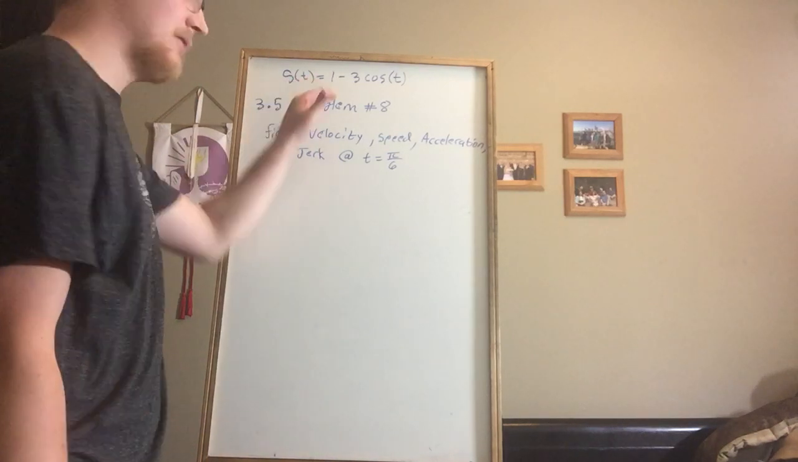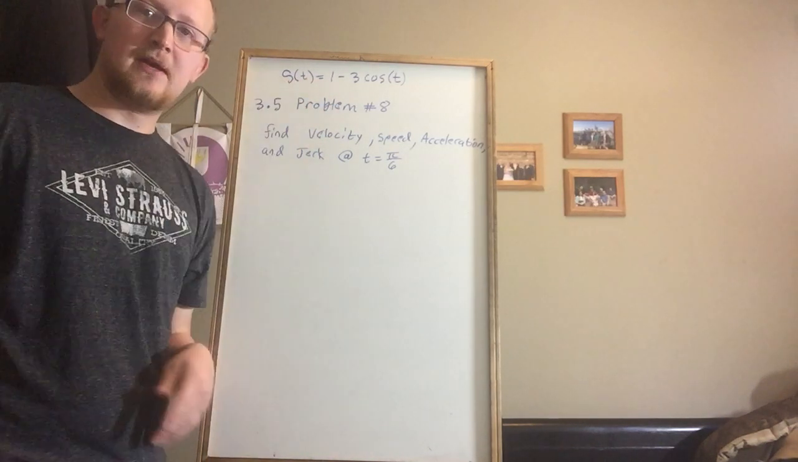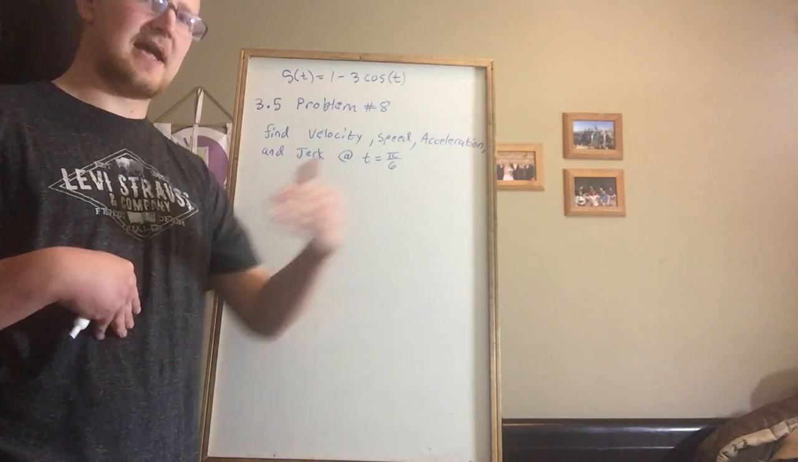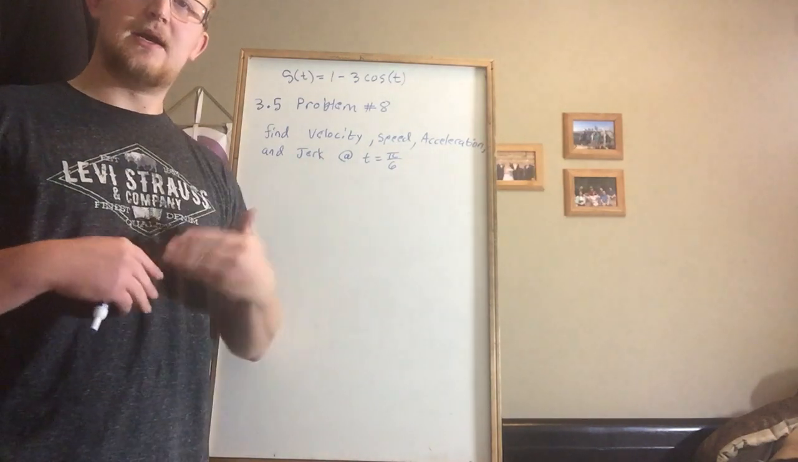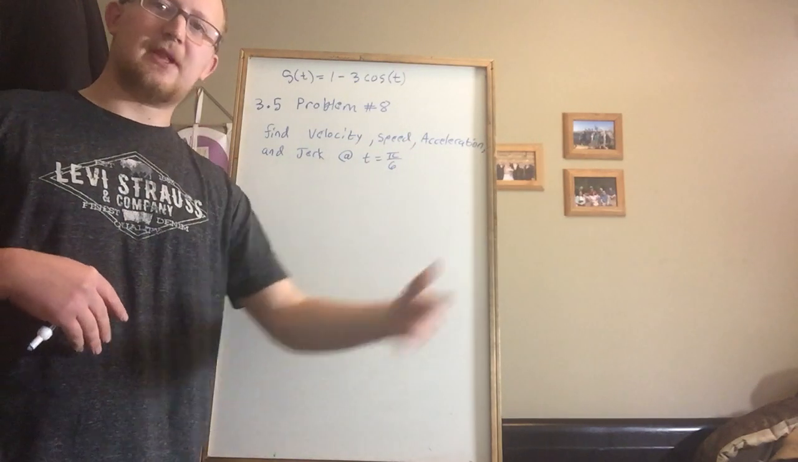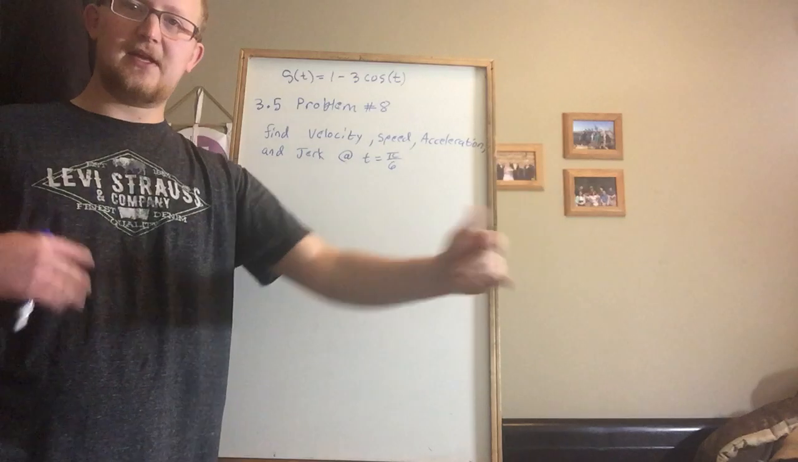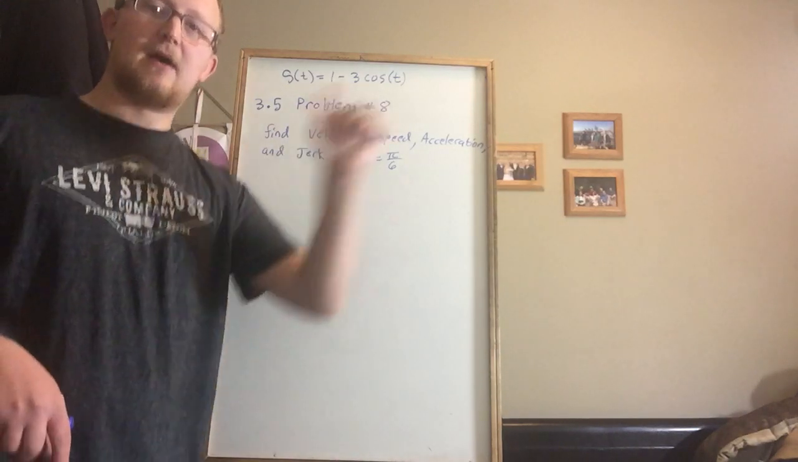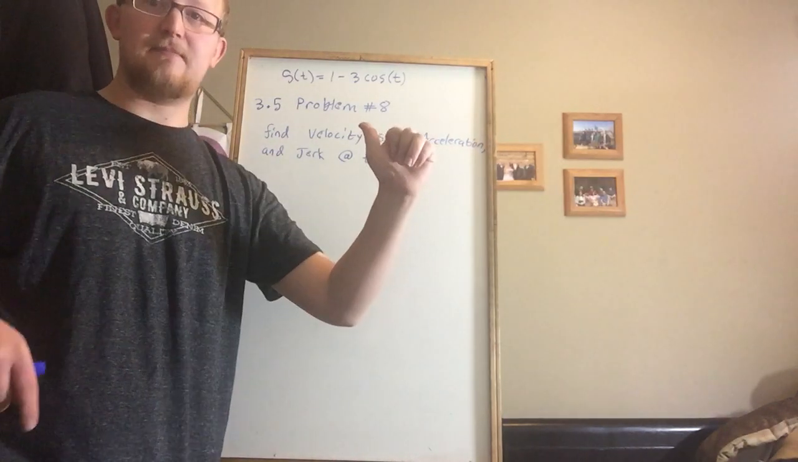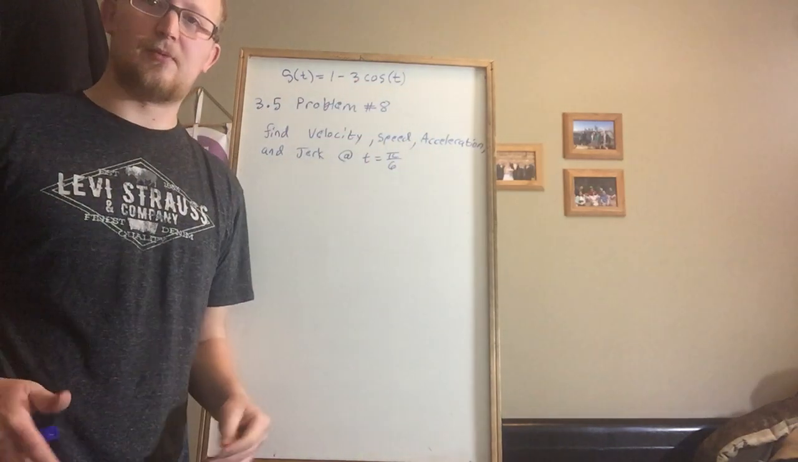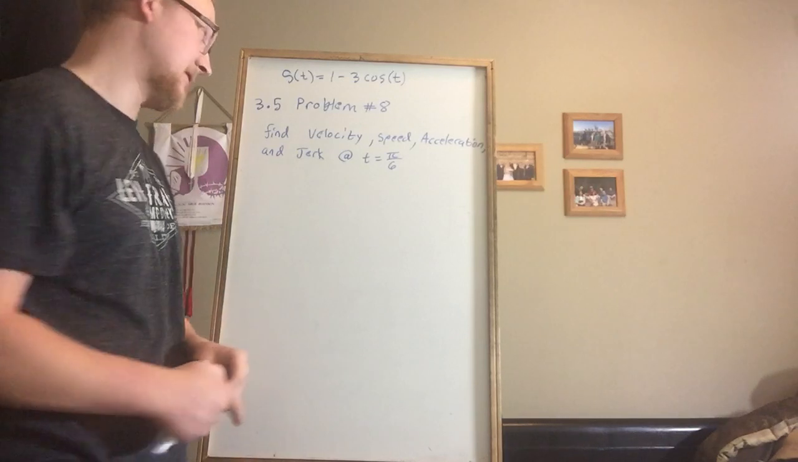So what we have is an equation S of t, and S represents displacement. Displacement is how much something moves. You know, how much did it displace? Did it displace 100 feet? Did it displace 20 feet? Did you maybe go 100 feet that way and 50 feet back? Well, that would be a displacement of 50 feet because you're 50 feet from where you started. So that's what displacement is.